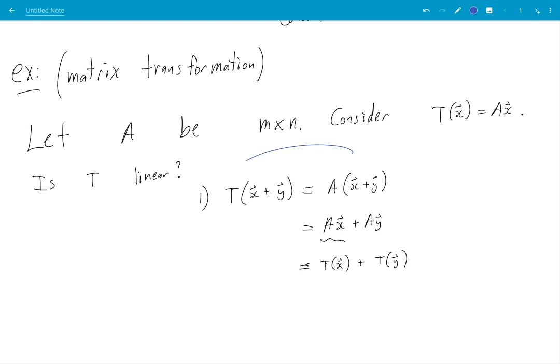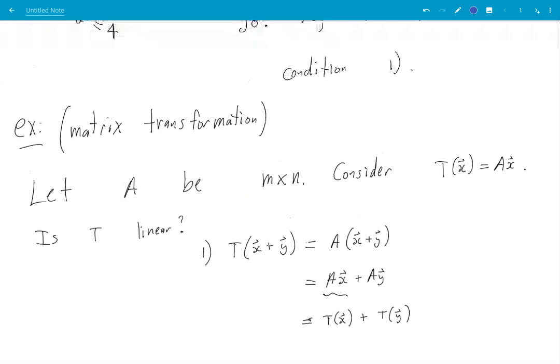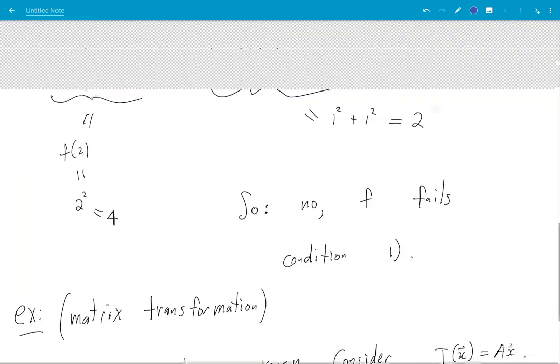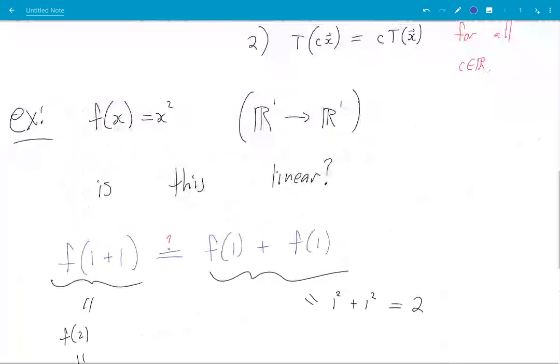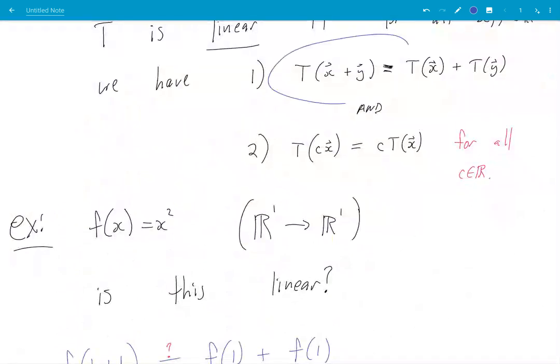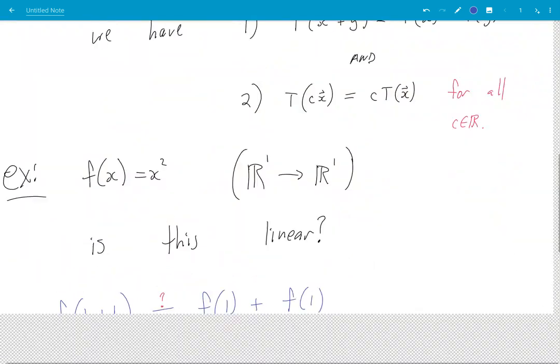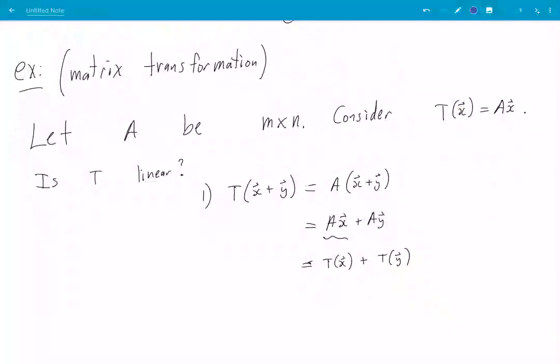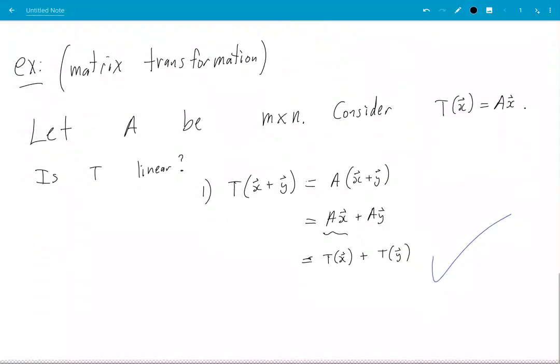So what have I proven with this sequence of equal signs here? I've proven that my transformation T, given here, passes condition number one. I've given a demonstration. So, good, give myself a little check mark.